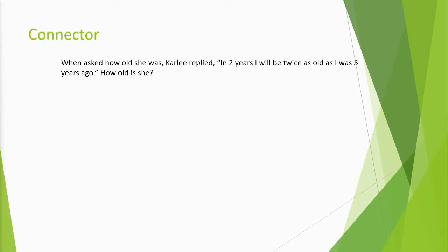Let's look at this little bit of a puzzle. When asked how old she was, Carly replied, "In 2 years, I will be twice as old as I was 5 years ago. How old is she?" Now we can write this down as an equation.